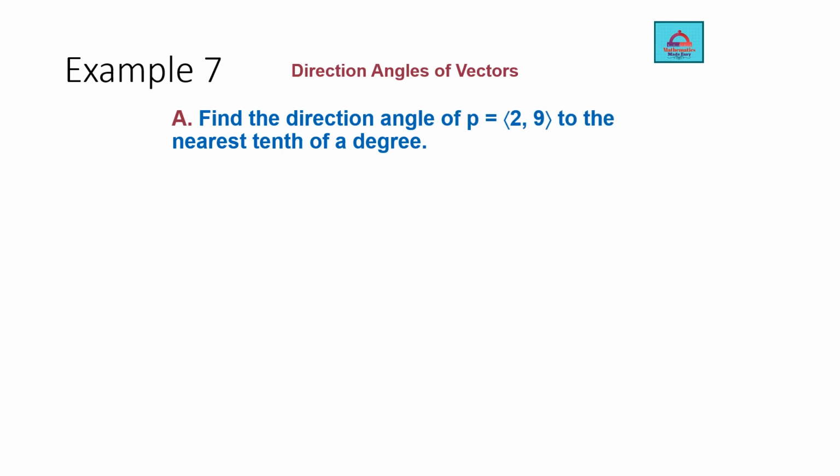Next question that we'll be solving today, example 7, would be based on direction angle of vectors. So here you have to find the angle theta, the direction angle. You are given for the vector the horizontal and vertical components already. So x is denoted by 2, y is denoted by 9. You need to find the angle and round it off to the nearest tenth of a degree.